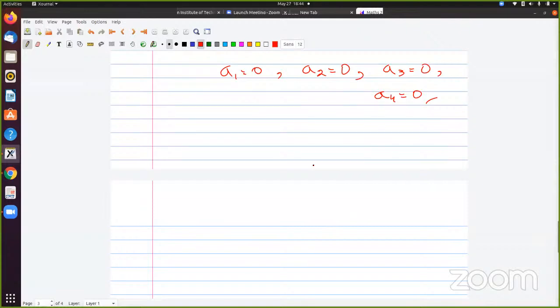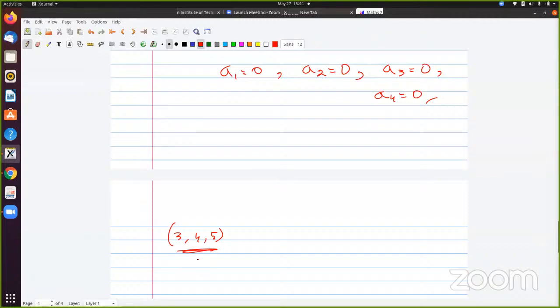3, 4, 5 means what? Just numbers? Yes, like this, 3, 4, 5. So these are vectors, no? These are also vectors. These are vectors in R3, right?